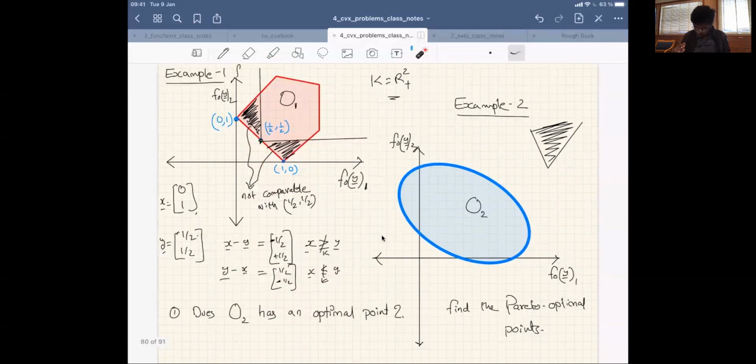So let's see again. This is an important concept. Let's look again at this set. The first question is: does O2, this is my O2 here, have an optimal point?